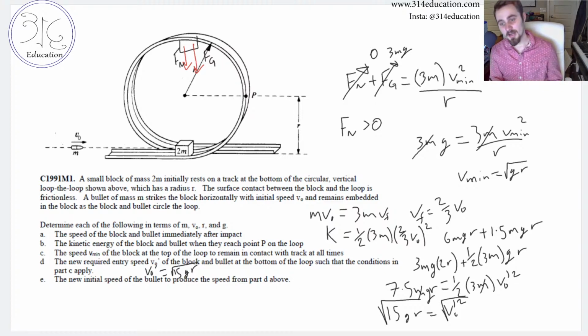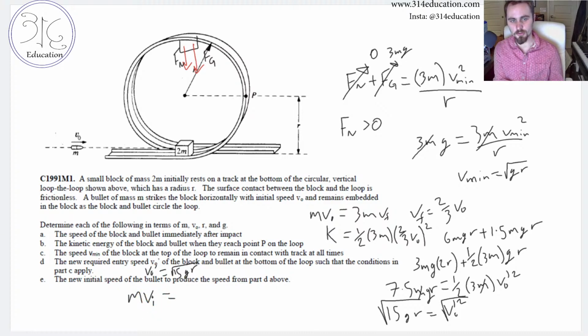Cool. And so that tells us what the new initial speed of the bullet needs to be to produce the speed from part D. So we want to make sure that the final velocity after our collision is this v naught prime. Remember, we still have the same setup as before. The only difference is we're now invoking a definition on our v final. Our v final has to equal this v naught prime, and we're looking for this new v initial.